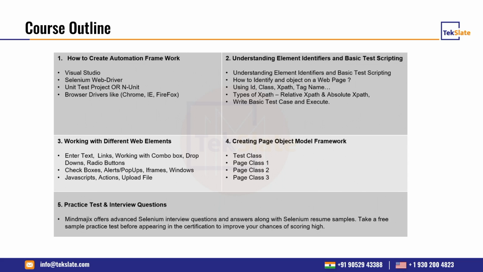Coming to the next point, working with the different web elements. As I told earlier, there will be different web elements. Whatever you see in the web page will be one type of web element. For example, it may be a label, a text box, a radio button, a combo box, a drop down list. Lots of web elements are there. So we need to work with that. Each web element, we need to work with in a different way.